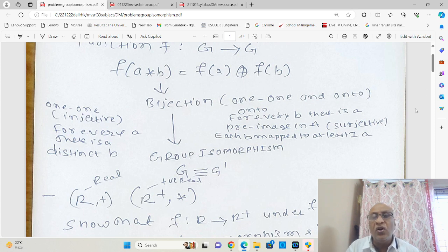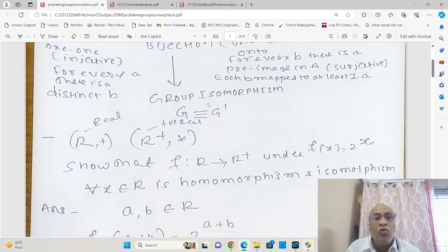If one-to-one and onto are proved, then it indicates that the function is bijective. If bijective is proved, then it indicates group isomorphism. And for group isomorphism, we use this symbol, these three lines. G, three lines, G dash means these two sets have the property of isomorphism.